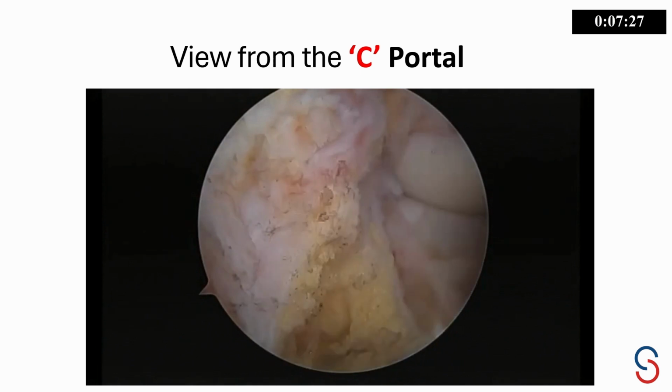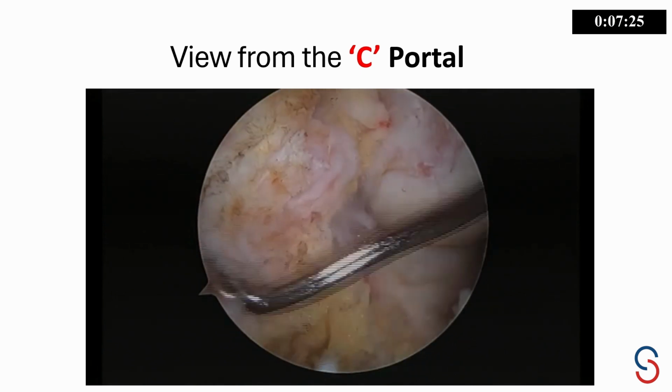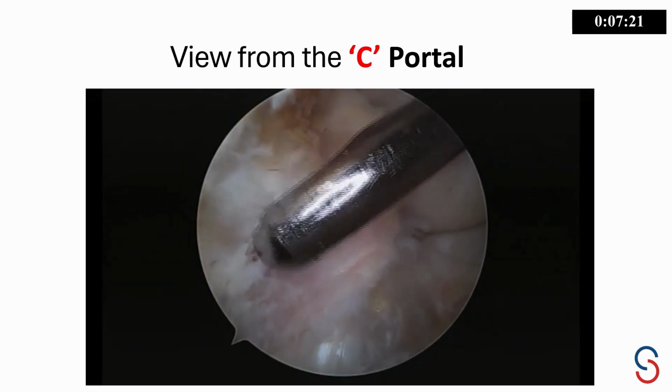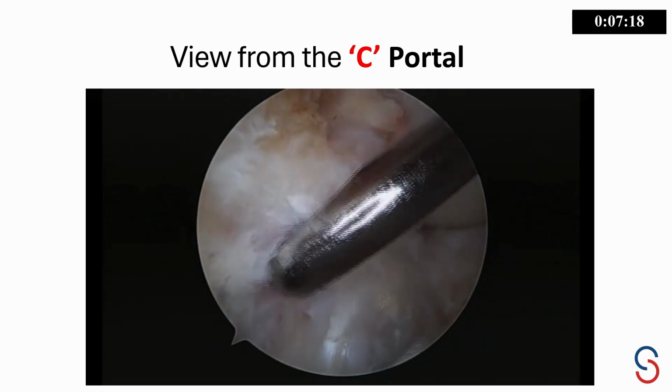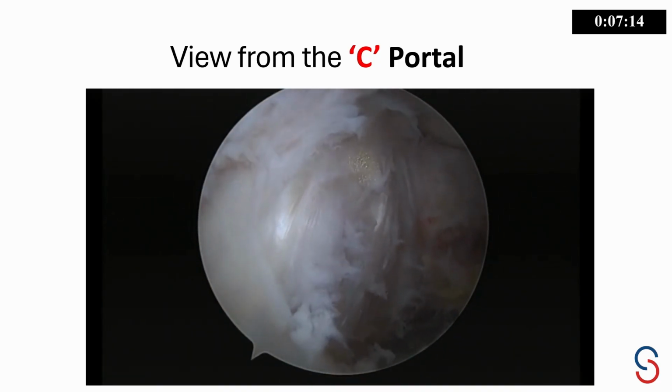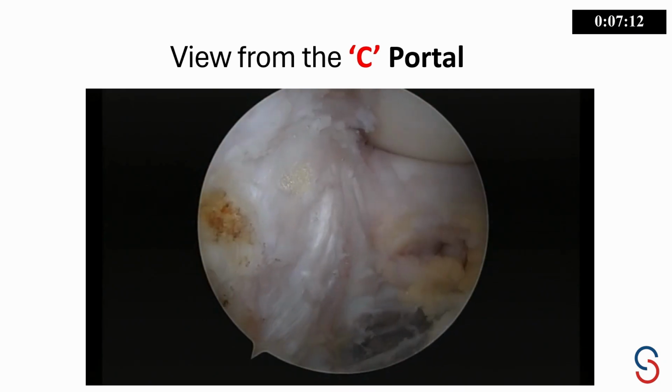The view from the C portal, fantastic. You can just stand, put your telescope in the front and work so easily. Just ask your assistant to push your monitor a little forward. You can beautifully see this kind of a picture. This has been my favorite portal to work with in the posterior part.